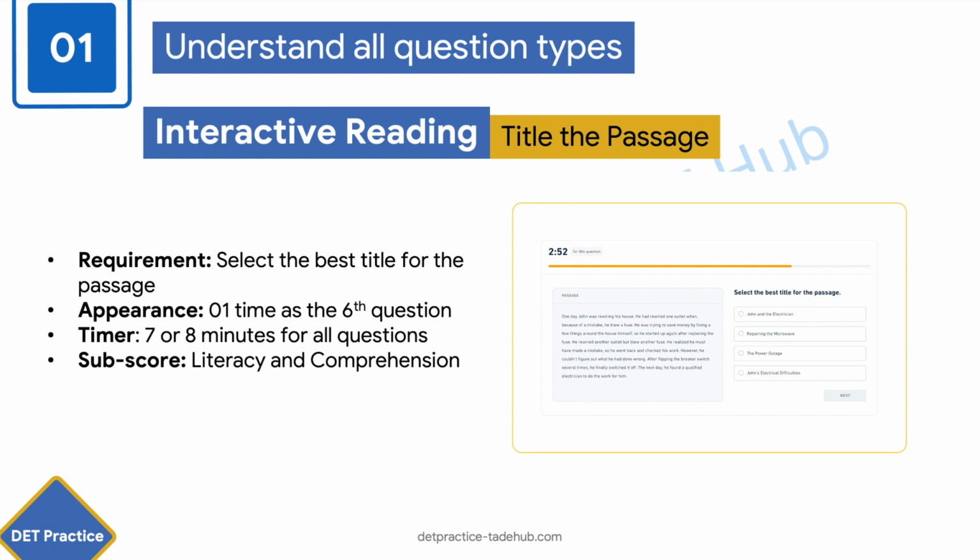The last one is title the passage. We select the best title for the passage, and this item type also appears once in every set of interactive reading. All the questions in interactive reading contribute to literacy and comprehension. And again, for every set of interactive reading, we have from 7 or 8 minutes to complete all questions.